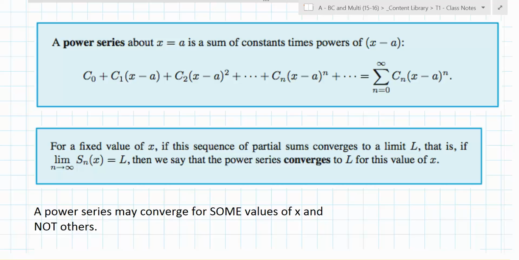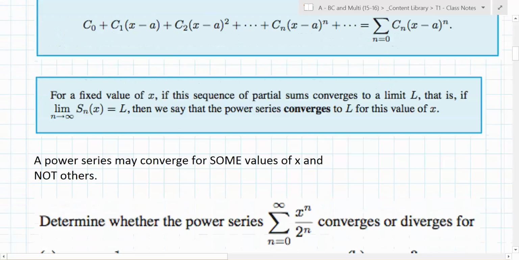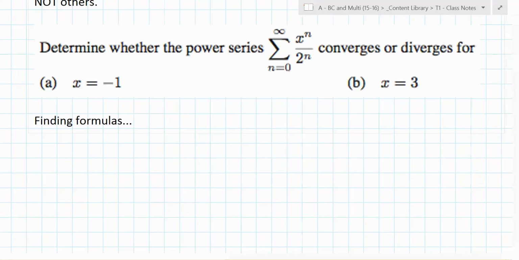For a fixed value of x, if this sequence of partial sums converges to the limit of L, that is, the partial sums go to L, then we say that the power series converges to L. What's really interesting about these is that for some x values, they will converge, and for some x values, they won't converge. What does this mean? Specific example. Determine whether this power series converges or diverges for these values.